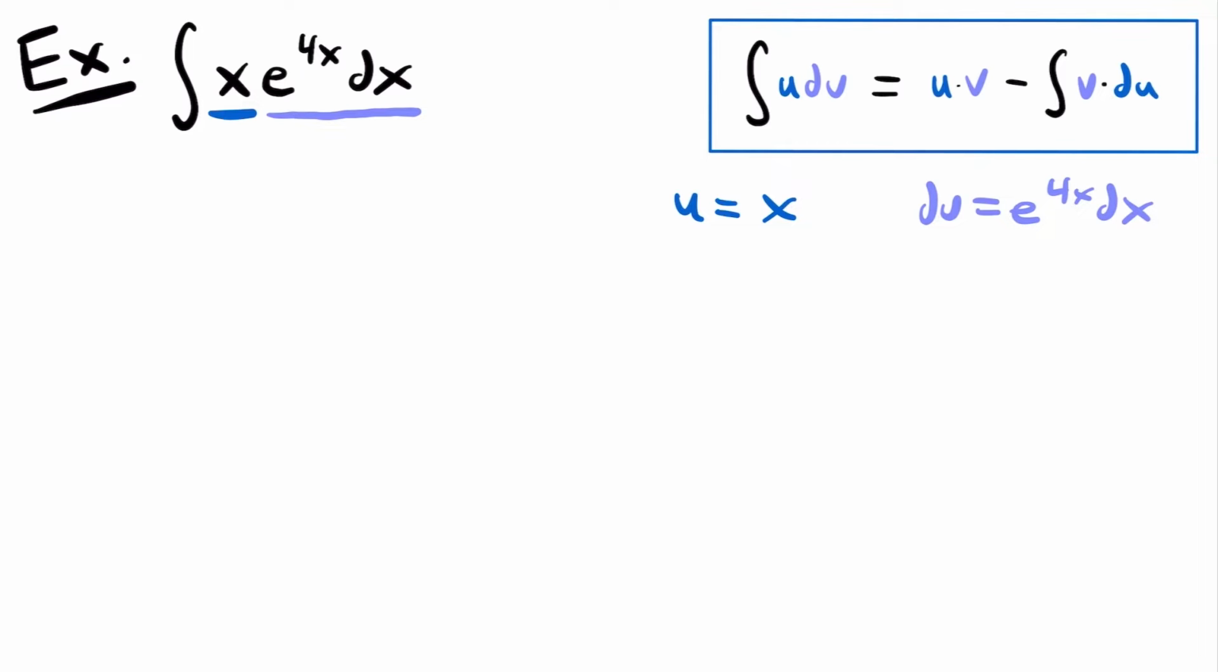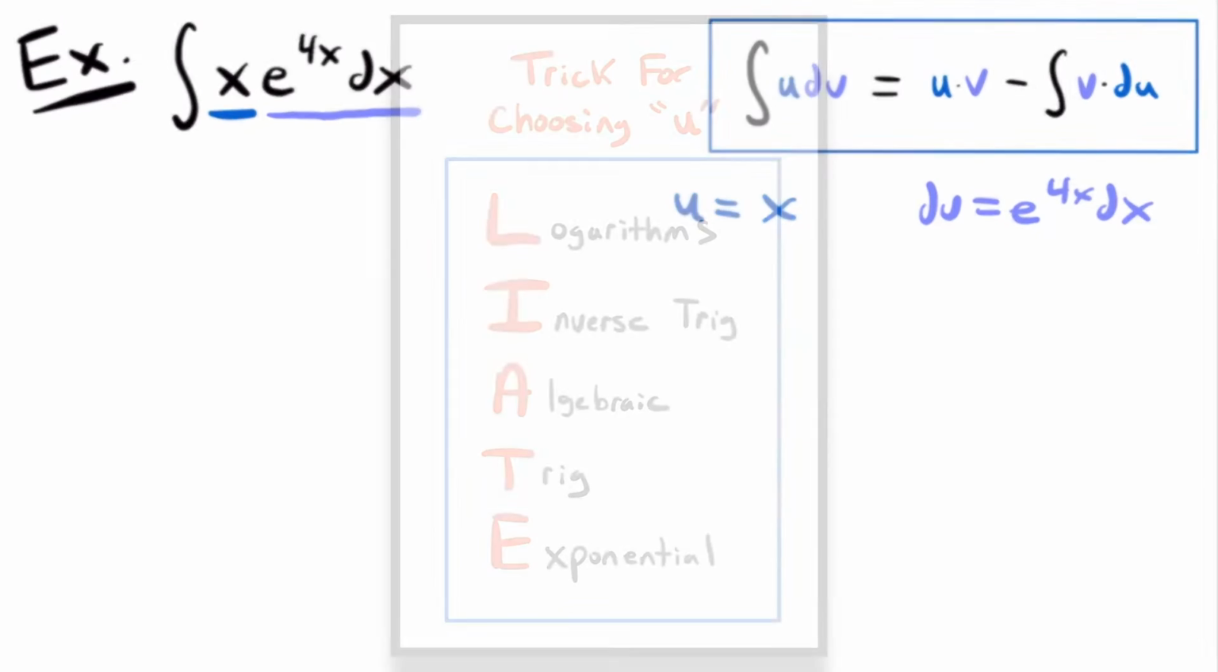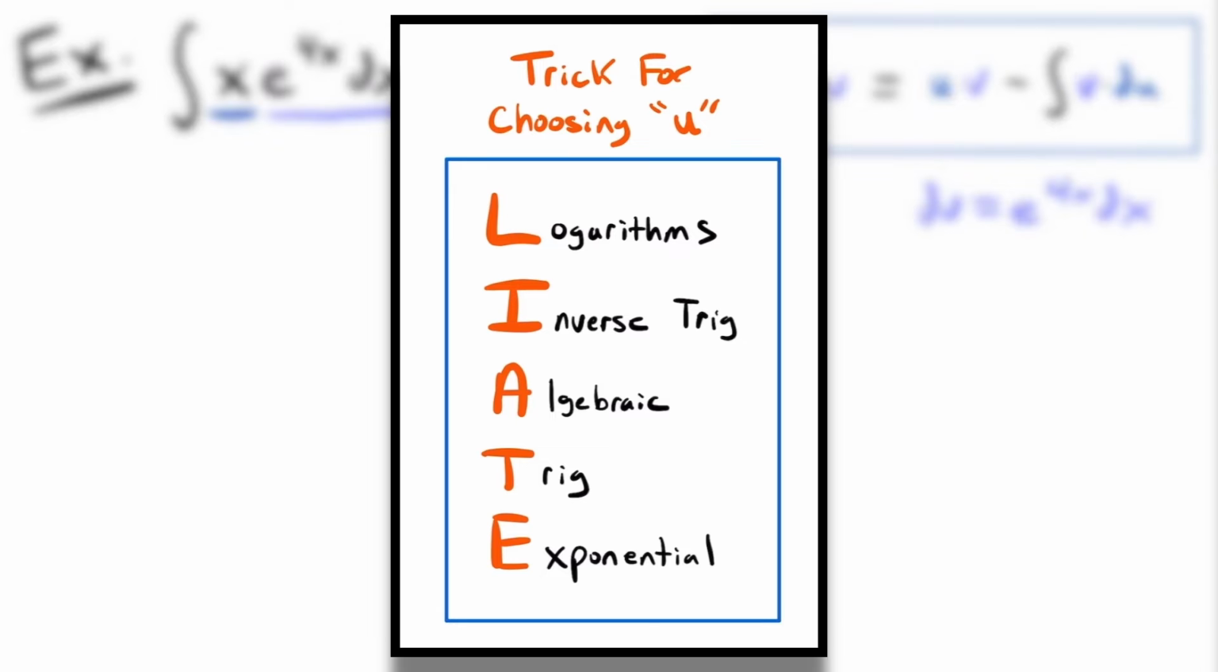Now, there is an alternate way of determining which function you want to set equal to u. It's a bit of a trick, so I'll show it to you here. We use an acronym, LIATE, which helps us decide what we should set equal to u. The L stands for logarithms, the I stands for inverse trig functions, the A stands for algebraic functions, or polynomials, the T stands for trig functions, and the E stands for exponential functions. Essentially, this is a priority list of what you should set equal to u.